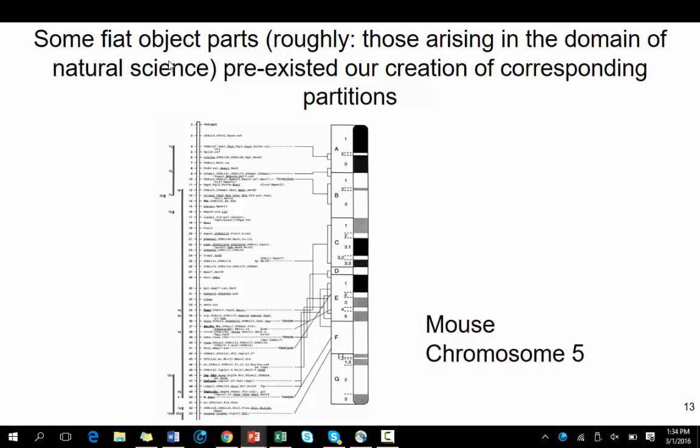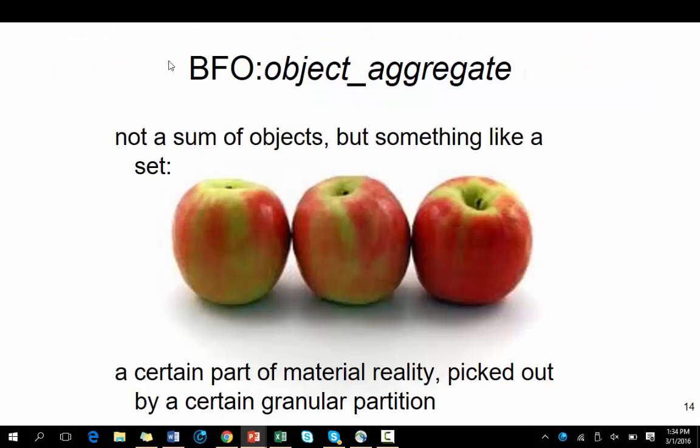And there are many Fiat object parts, which arise because we partition reality by doing science. So these are Fiat parts of a chromosome. And now we come to object aggregates. So I guess everyone knows about set theory in mathematics.